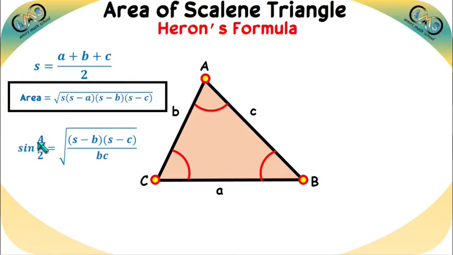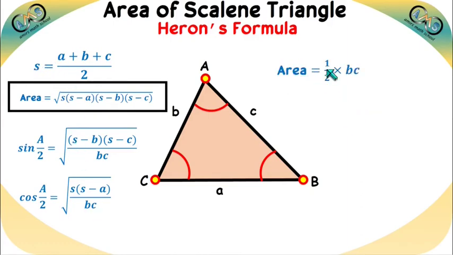Using this formula, that is sin(A/2) is equal to the square root of (S minus B) times (S minus C) divided by BC, and cos(A/2) is equal to the square root of S times (S minus A) divided by BC. We know what S is. S is the half perimeter. We know the formula is area equals half BC sin A. We can use any of these three; we just take it for this angle A. So the area of the triangle using this angle and these two sides will be half BC sin A.